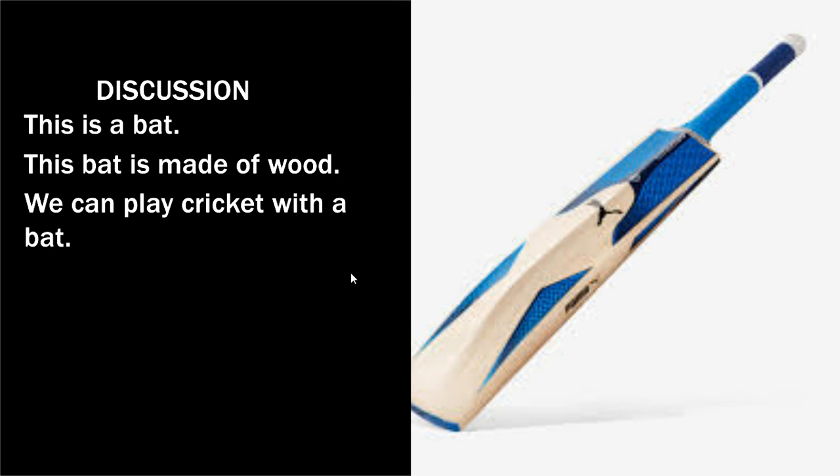So today the point of discussion is the bat. We will be discussing the bat. Which object is this? This is a bat. Parents, you have to ask your child, what is this? Your child has to reply, this is a bat. What is it made of? This bat is made of wood.